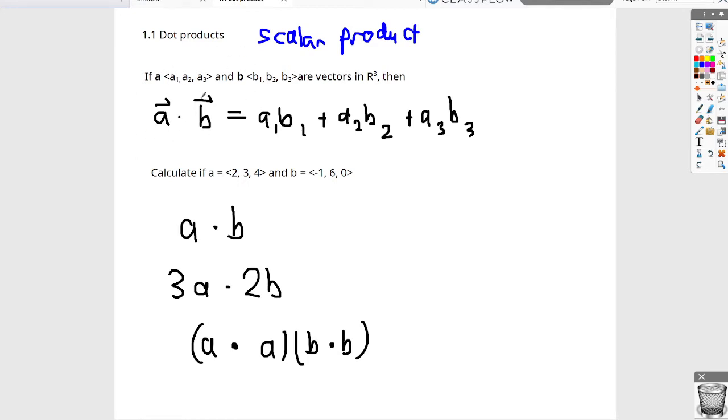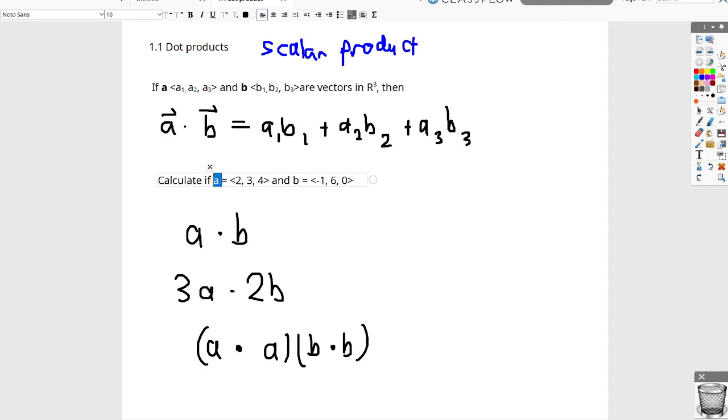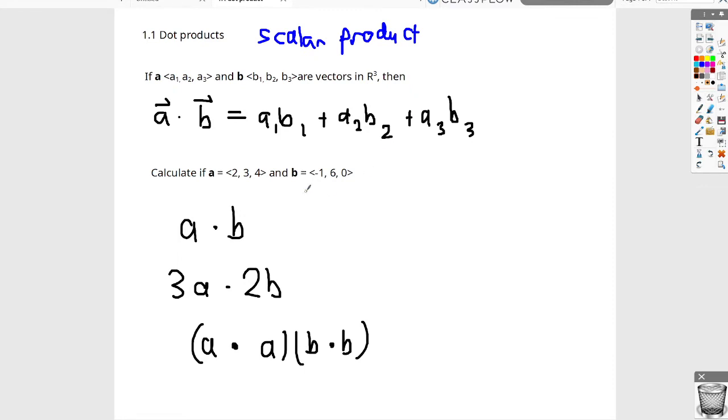A dot B. There's two ways to denote vectors. One is bold, like this, and the other one is with the arrow on top, like that. So there you go. So this is how you calculate dot product.